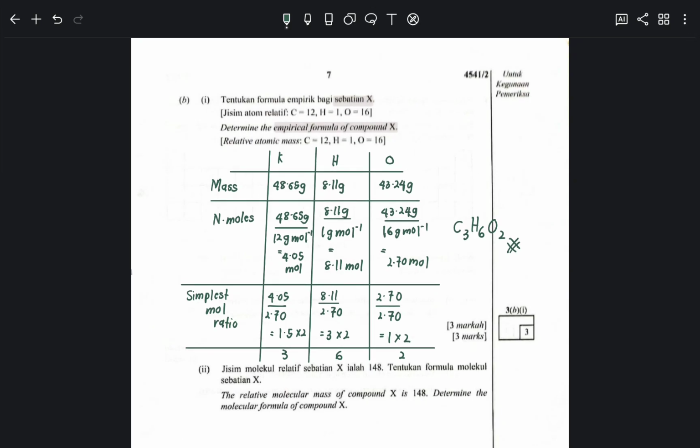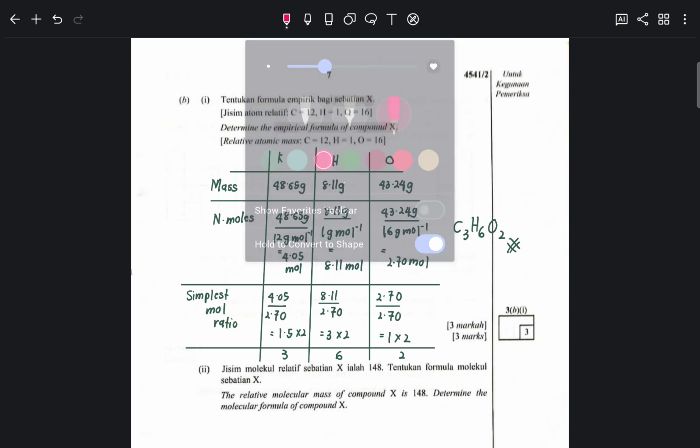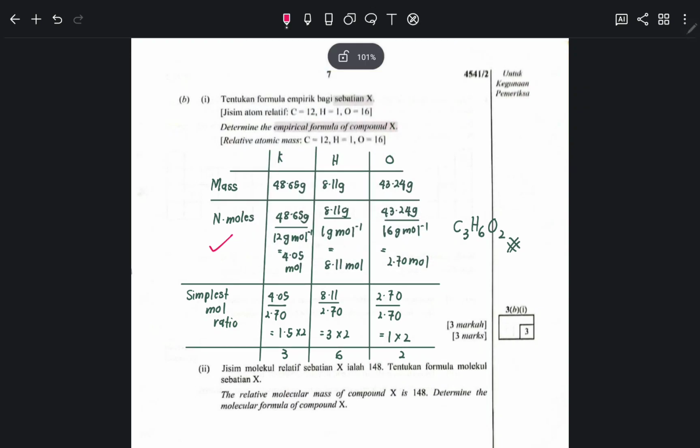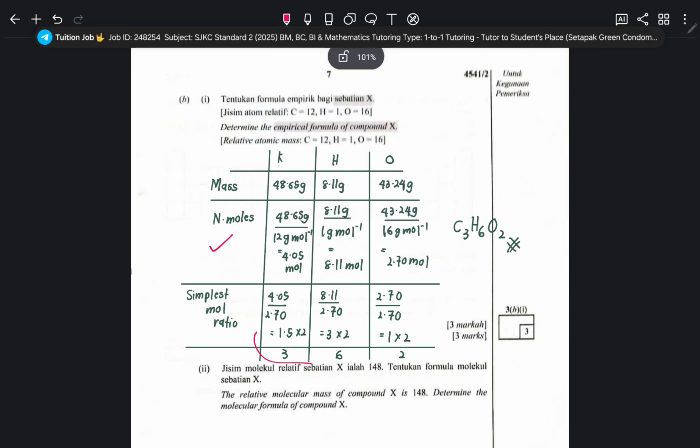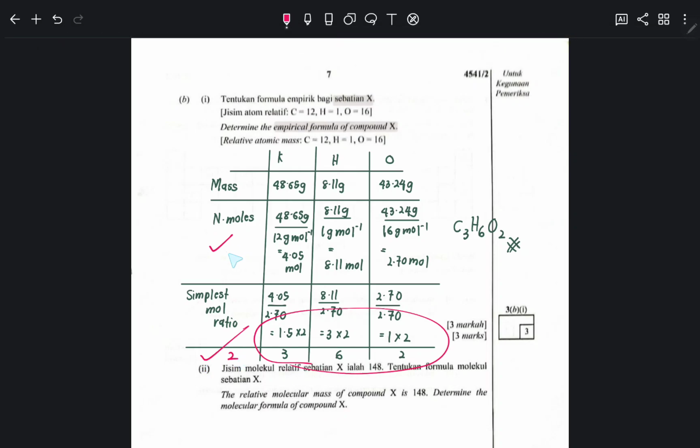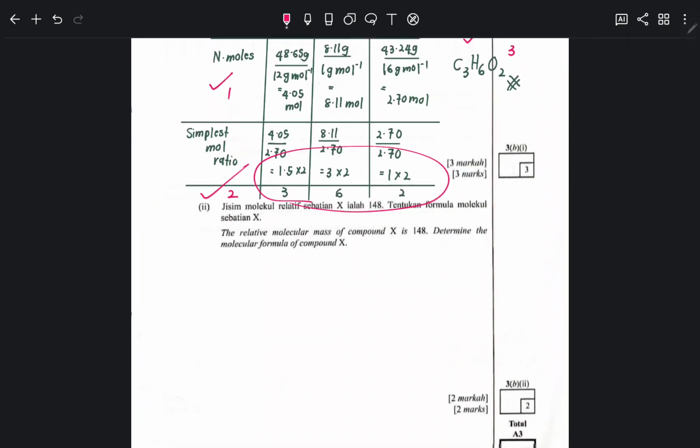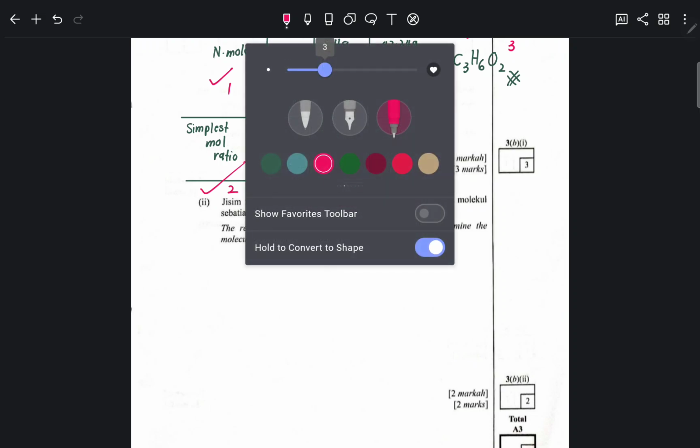Okay, so how do we give the 3 marks? First thing first, you calculate the number of moles, you get a mark. Then the simplest ratio part, including this, you get your second mark. And then your correct formula, okay, you get your third mark. This is how you get your 3 marks.